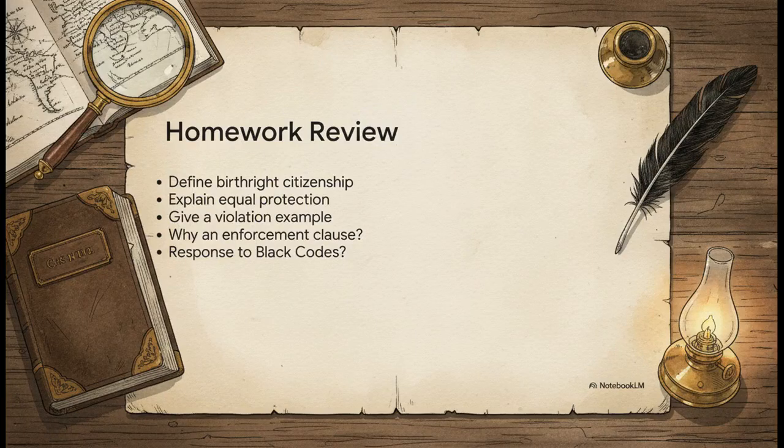So, to really lock this in, the source curriculum provides a quick homework review. It challenges you to define birthright citizenship, explain equal protection, give a violation example, and articulate exactly why Congress needed that enforcement clause in Section 5. Ultimately, it asks how this entire amendment served as a direct response to the Black Codes. If you can answer these, you've grasped the absolute core of this monumental shift in American law.